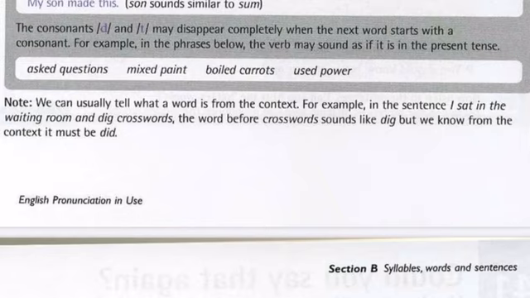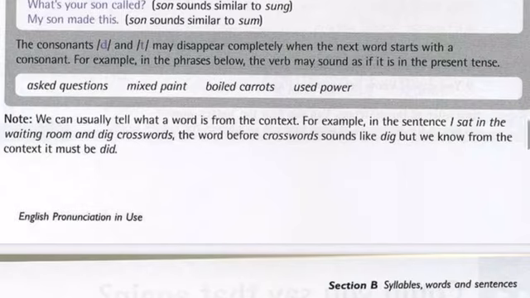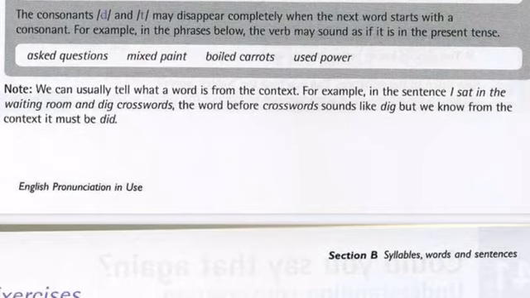So the consonants d and t may disappear completely. Sometimes they are changed, as we saw above in these examples, but sometimes they may disappear completely when the next word starts with a consonant. So for example, in the phrases below, the verb may sound as if it is in the present tense. Ask question. Instead of asked questions in fast speech, we drop the t sound, so it becomes as if it were in present form.